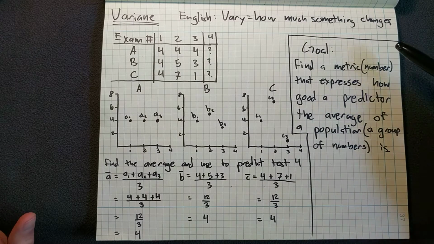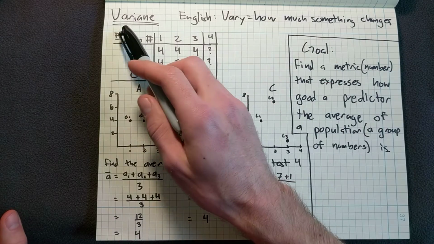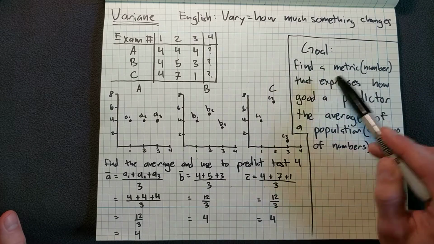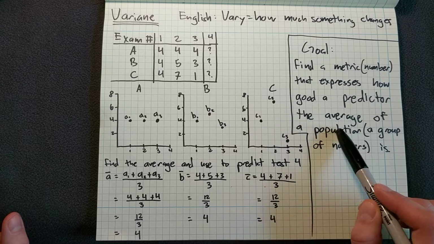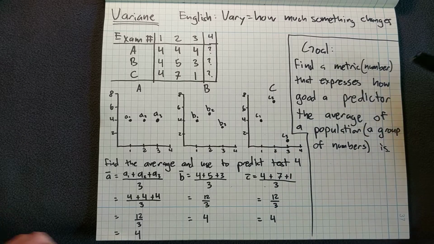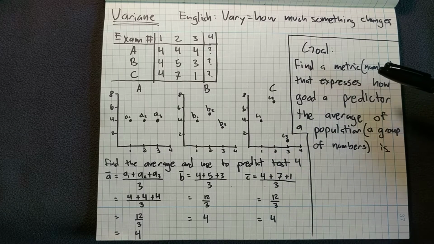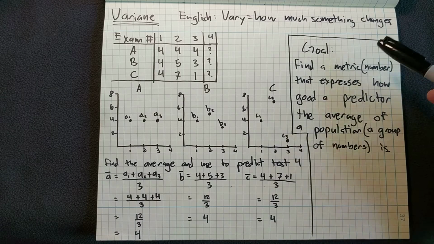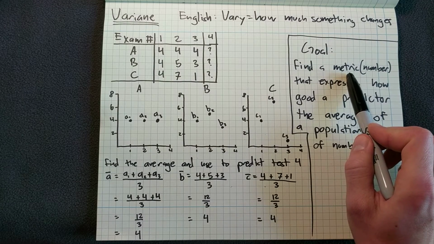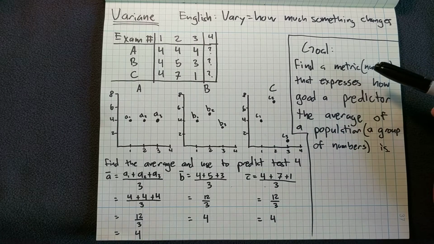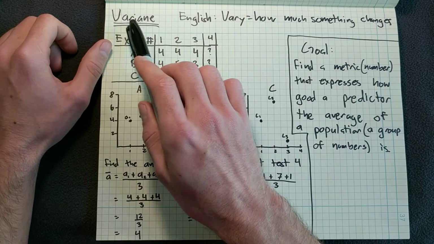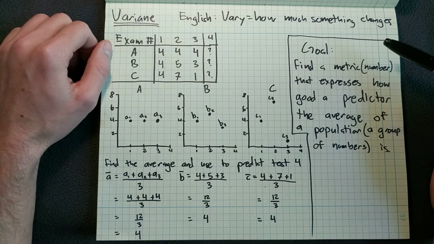So in the last video, we decided that our goal to find variance would be a metric that expresses how good a predictor the average of a population is. And I'll go ahead and tell you that we're going to use golf scoring, meaning that the lower this metric is, the better the average is as a predictor. This also makes sense if we just think about the English definition of vary or variance.